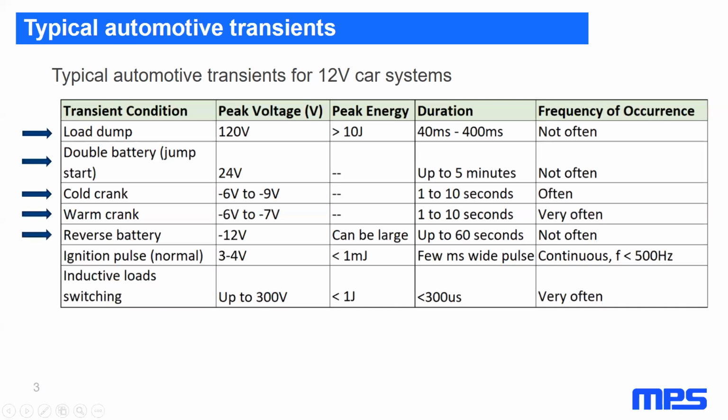Reverse battery applies a negative 12-volt potential across the vehicle's battery terminals. It can create a large energy event that is very damaging if not properly designed for. This condition doesn't occur very often, but it's commonly tested for up to 60 seconds.